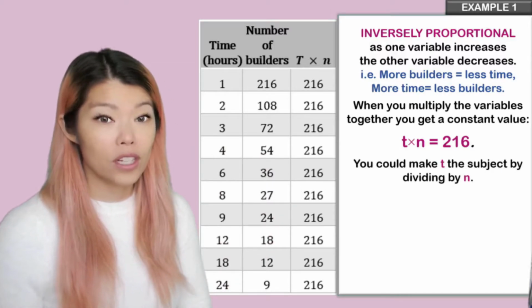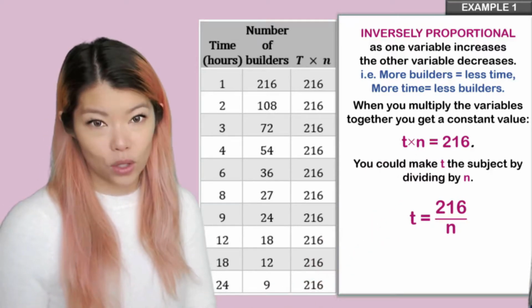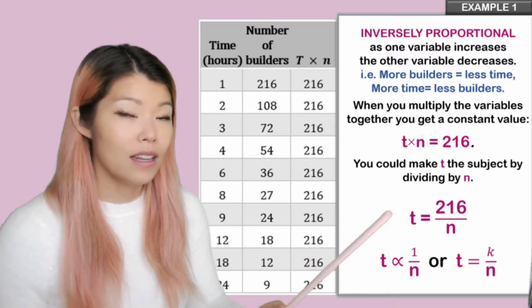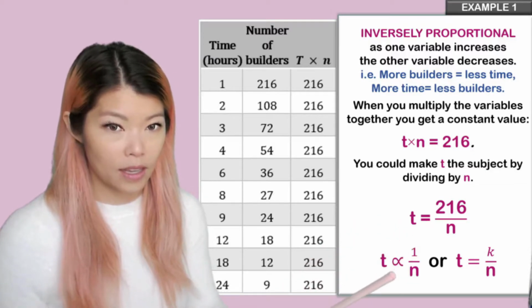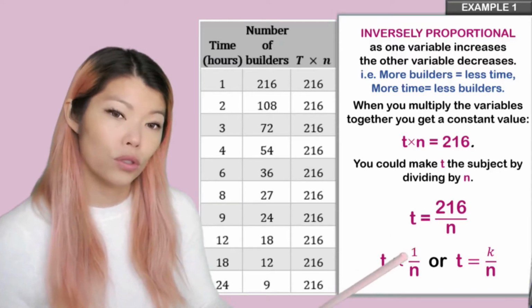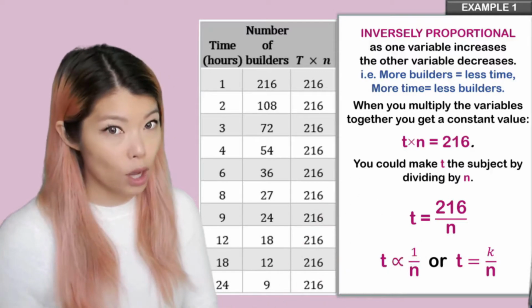And you could rearrange this and notice that when I bring n to the other side, we get t is equal to 216 over n. Or in other words, t is inversely proportional to n. So that's how we would write inversely proportional. Inversely proportional is 1 over, whereas directly proportional, n would be at the top.